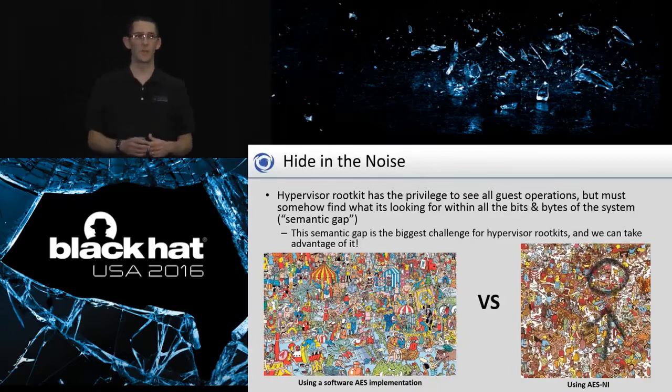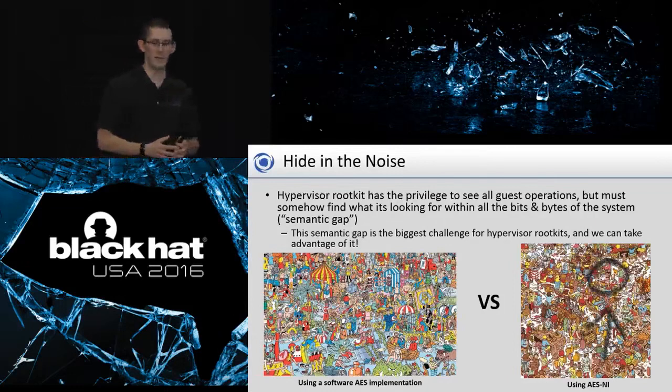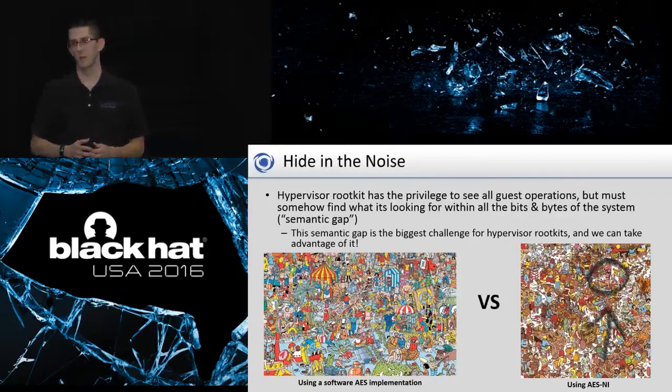So one of the things you can do is hide in the noise. Using a software implementation, making it harder for the hypervisor to configure the system in a way that it can have the hardware do the filtering for it, and leverage this challenge, which is called the semantic gap, where the hypervisor has to try and make sense out of everything and find exactly what it's looking for.